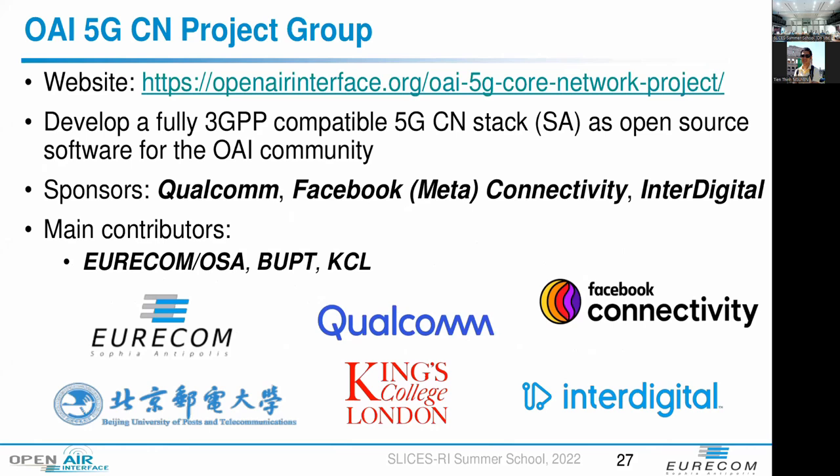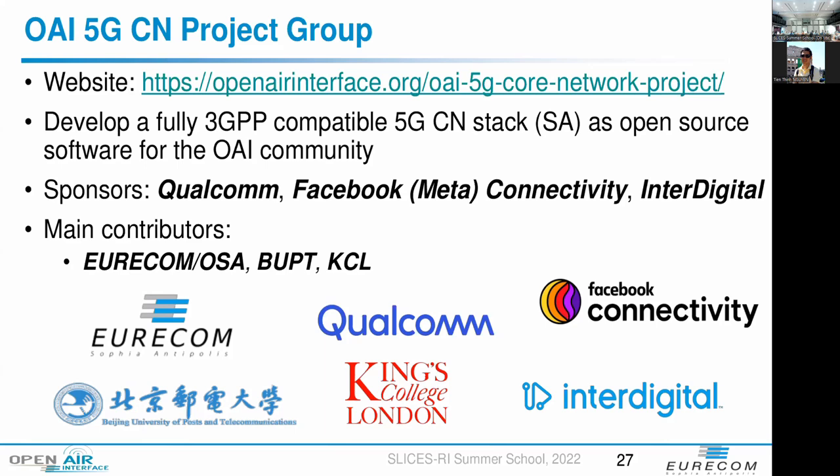At OAI, you also have the 5G project, and we have also the CI and CD project. So we have this project also. You can see here the project website. The main objective of this project is to implement a fully 3GPP compatible 5G core network stack, but on FM as an open source software.